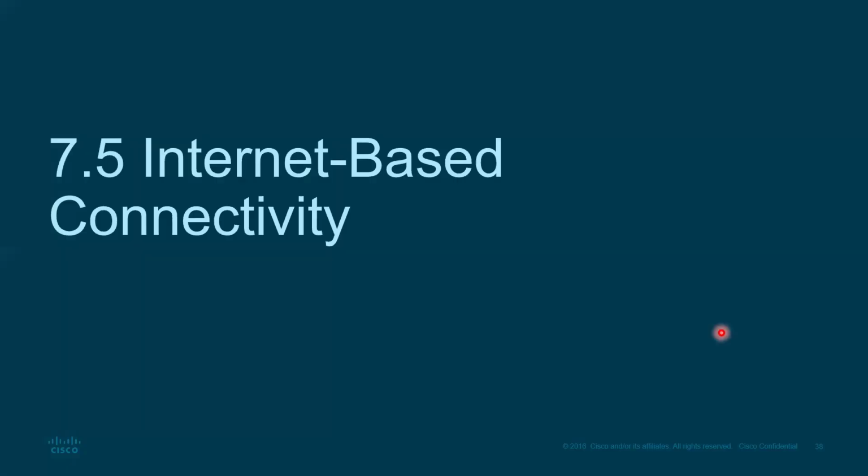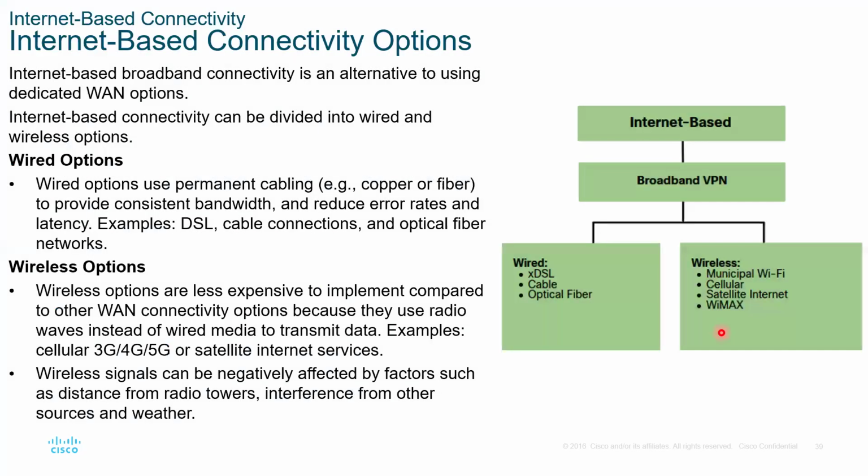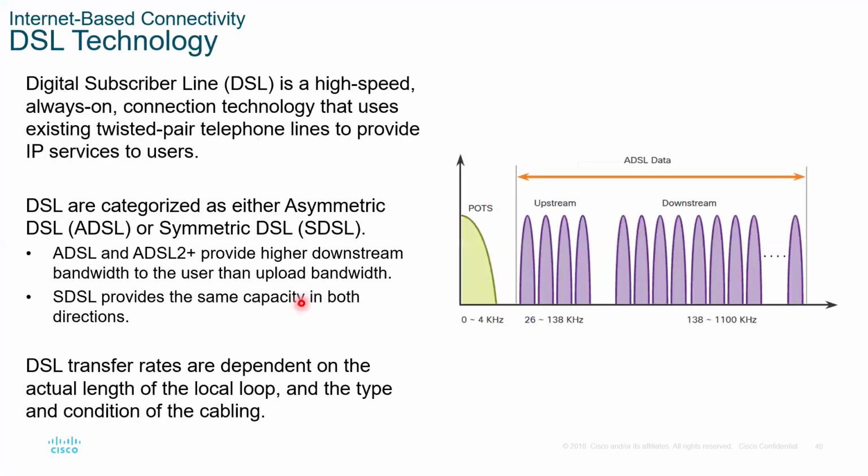Right, internet-based connectivity. I think this one is common for everyone. We have your wired options: DSL, cable, then fiber, then cellular, satellite, and WiMAX. The next slide goes through them one by one, starting with DSL, digital subscriber line. This is a high-speed, always-on connection technology that uses existing twisted pair telephone lines to provide IP services to users.